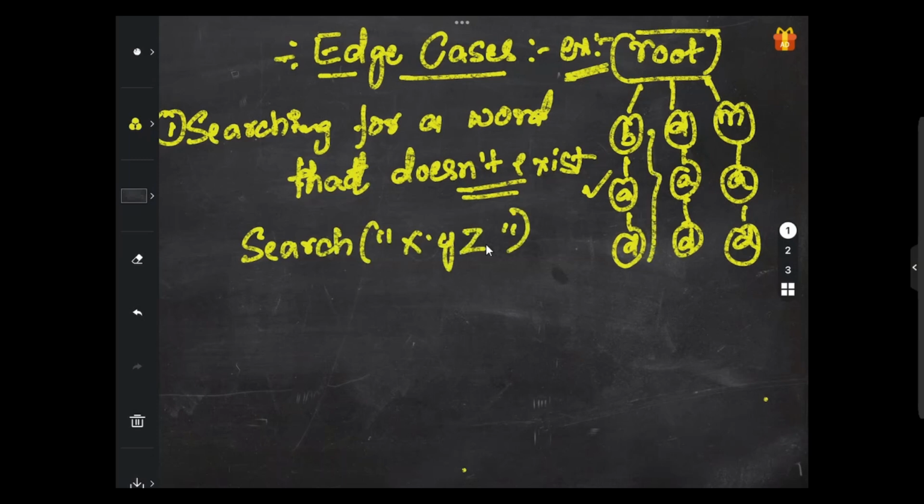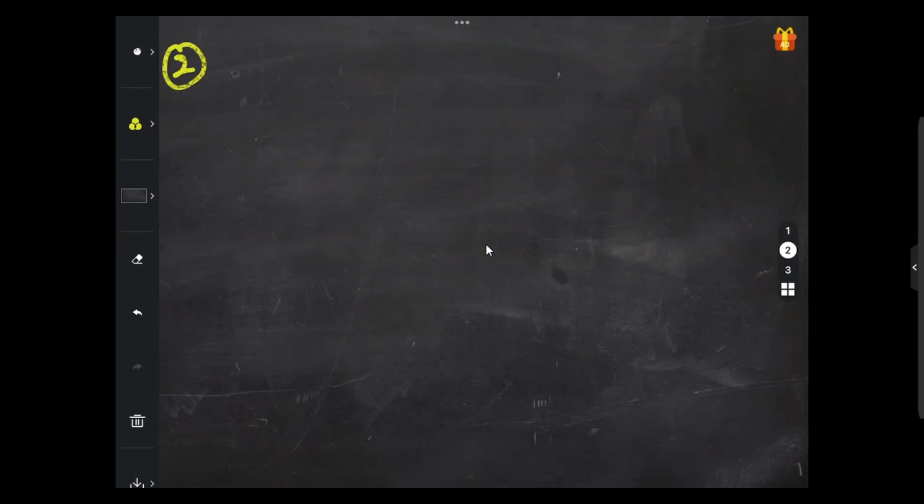So here we don't have xyz at all, right? Here we are going with the condition searching for a word that does not exist. So search, the return value is boolean, so we'll go with false. This is for the first condition. Let's go with the second edge case, nothing but searching for a word that exists.